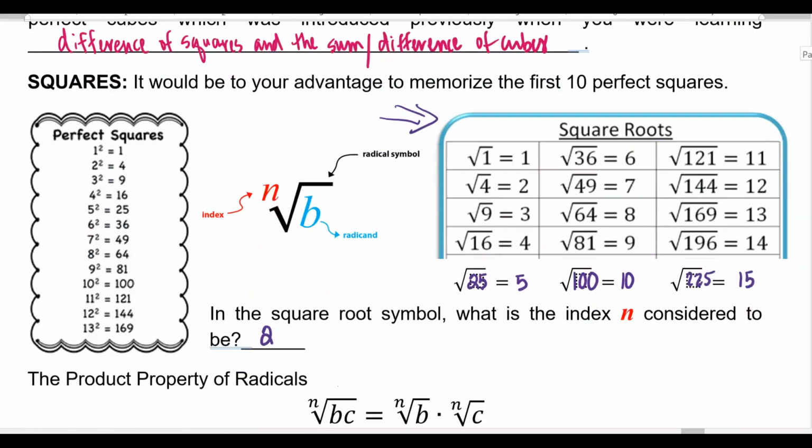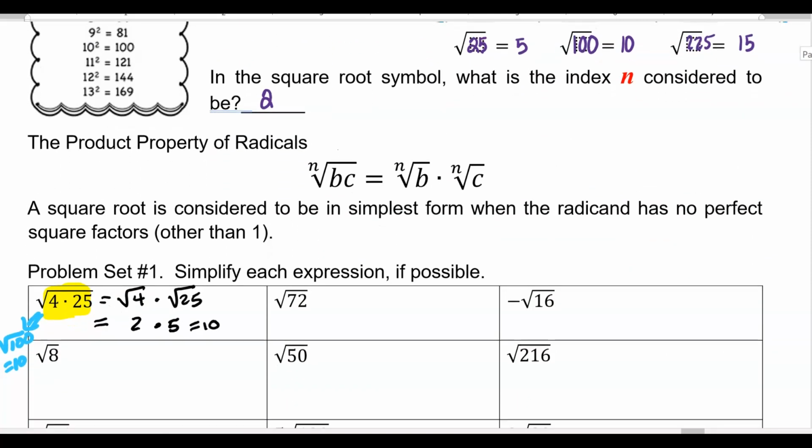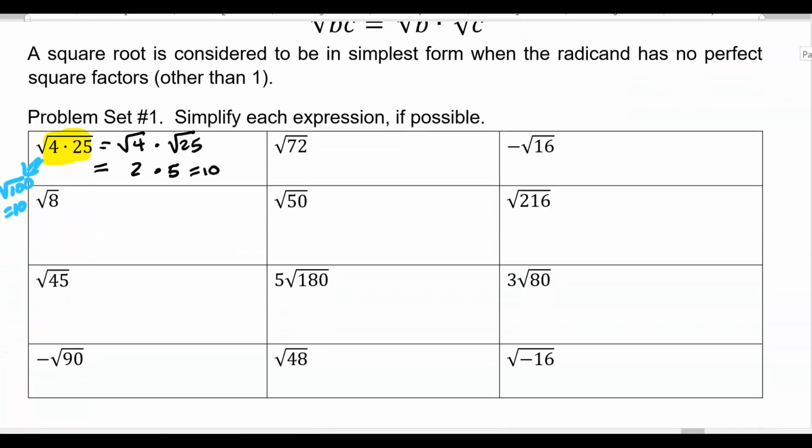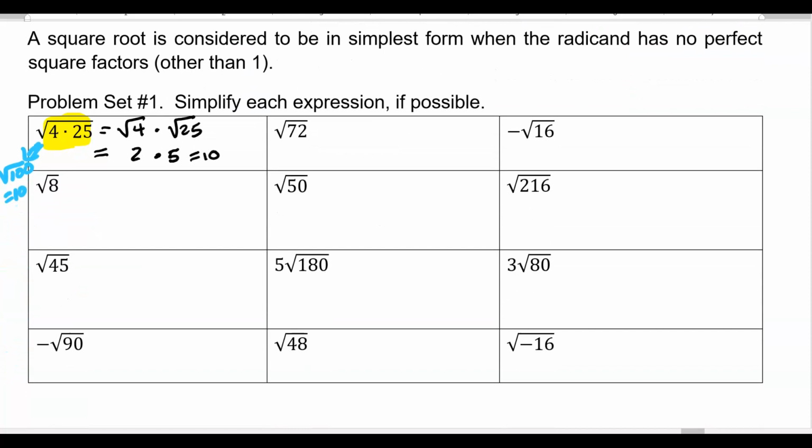Okay, so it turns out 36 can divide into 72, correct? So 36 times what is 72? So we're going to rewrite the square root of 72 as the square root of 36 times 2.